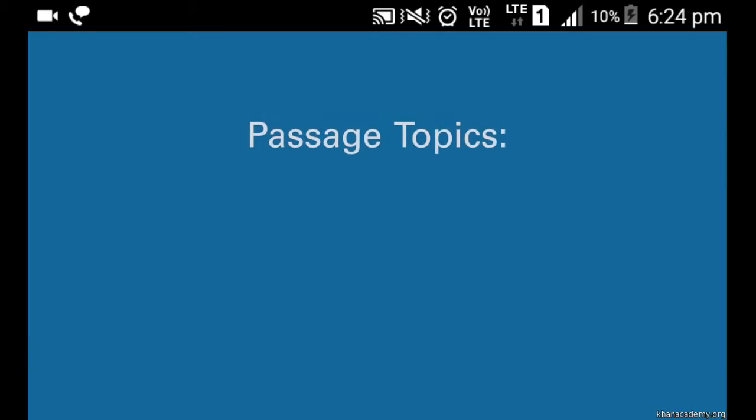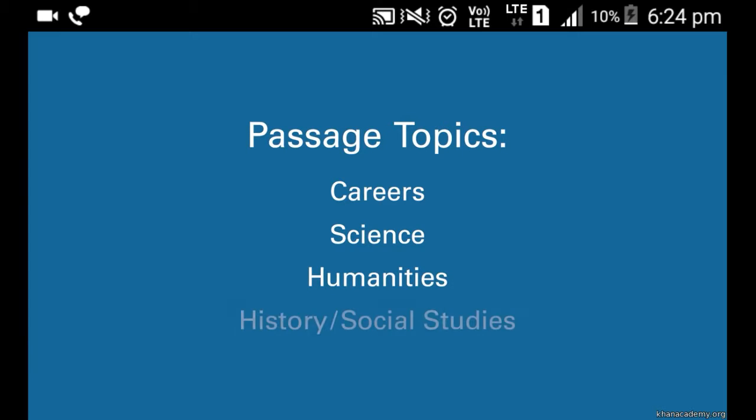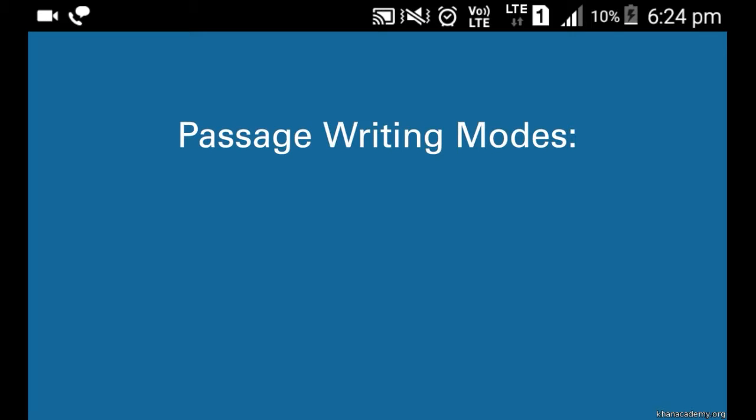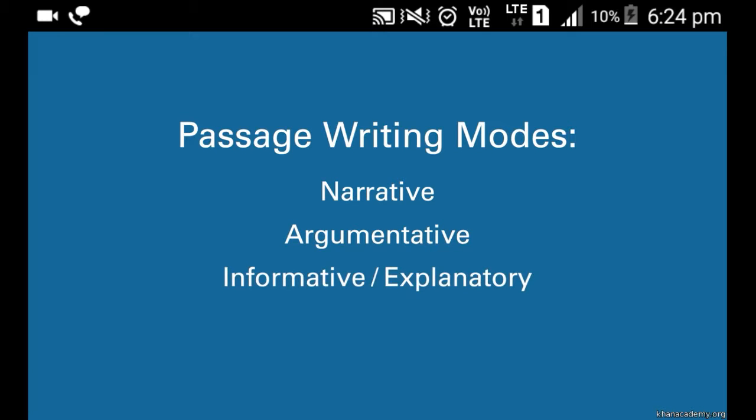The topics for the 4 passages are careers, science, humanities, and history or social studies. The writing modes of these 4 passages will vary. One will be narrative, at least one will be argumentative, and at least one will be informative or explanatory.